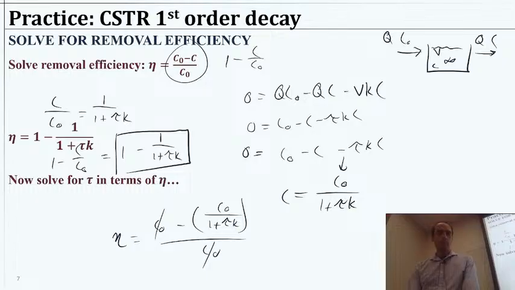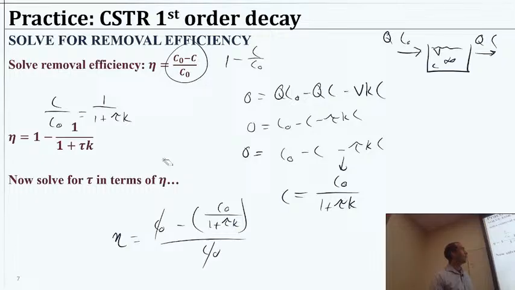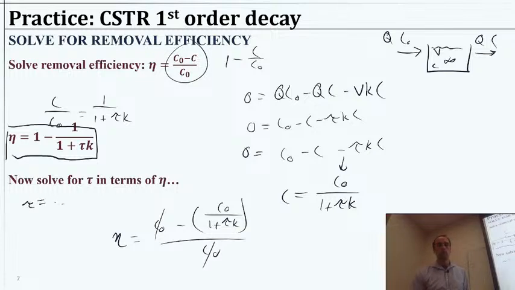Okay. Now, from here, one thing we could do, and I realize I have some writing on the slide that I didn't realize was going to pop up in my way, is solve for tau in terms of the efficiency. So taking this expression and essentially solving it for tau. See if you can get an expression, tau equals, like that.